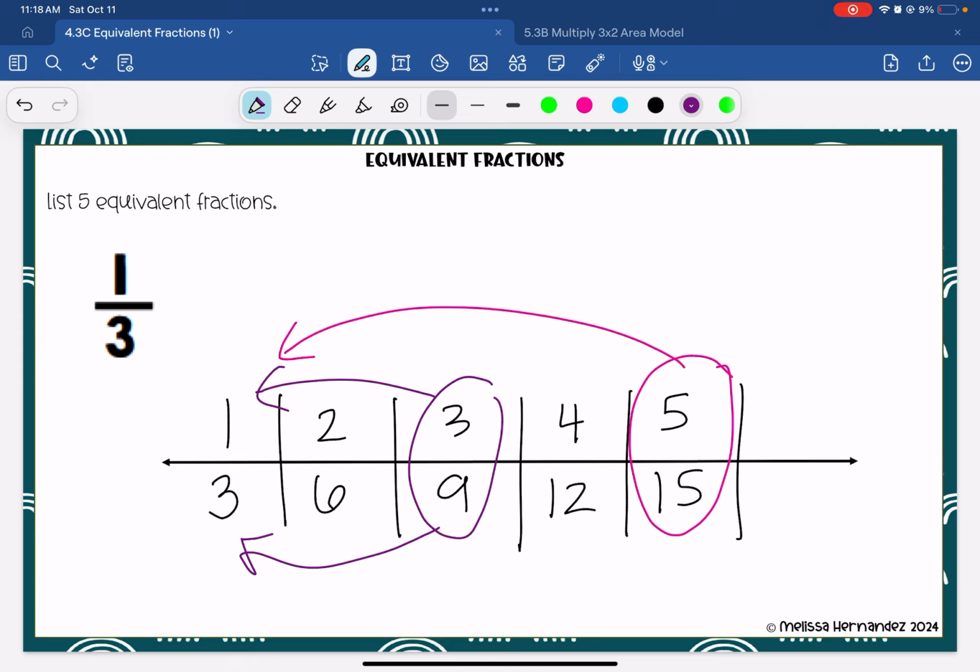Okay, so this just helps you when you need to get a common denominator, and I have found that this way kids are really working with it.